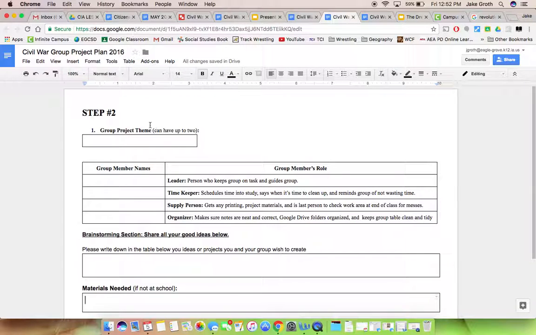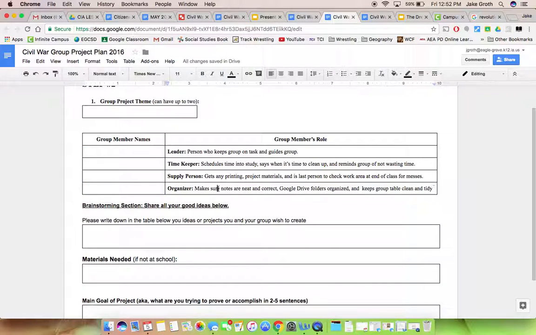This is step 2. You're going to do your group project plan, and you have to write your theme down once you choose it. You won't necessarily get the one you exactly want, but you'll get at least your second favorite possibly. This is where I get to choose. I'll let you guys pick your own first, and then I either agree or disagree and move you around. So you can read these here: your leader, your timekeeper, supply person, and organizer. One thing to note here, if you don't have 4 people in your group total, then one of you will have to double up, maybe a leader and an organizer or something like that.